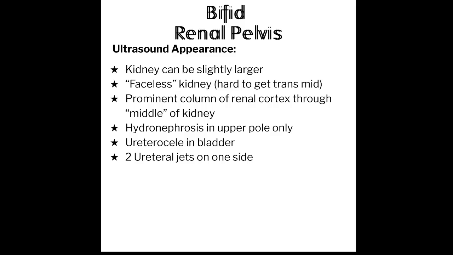We're also going to see that there's a prominent column of renal cortex that cuts through the middle of the kidney. So that's that very clear, distinct sign of a bifid kidney. Again, we're going to commonly see hydronephrosis in that upper pole. We might see a ureterocele in the bladder. And then if it is a complete bifid renal pelvis, then we should be able to see 2 ureteral jets coming from one side.